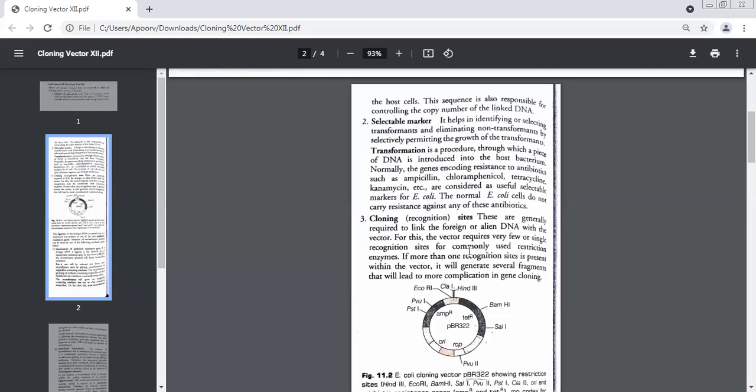Let me take up the first paragraph with you. That is selectable markers. It helps in identifying or selecting transformants. What do you mean by the word transformants? Tell me what are transformants, Veda? Those host cells in which change has occurred, in which your foreign gene has already entered. They are known as transformants.